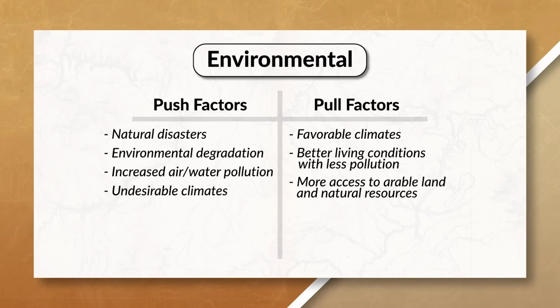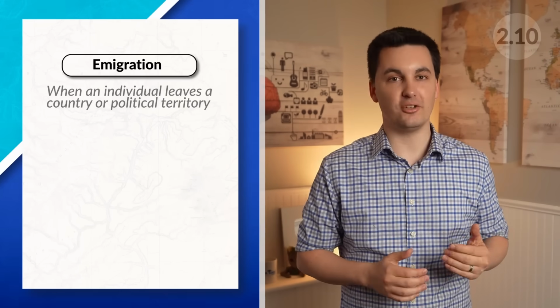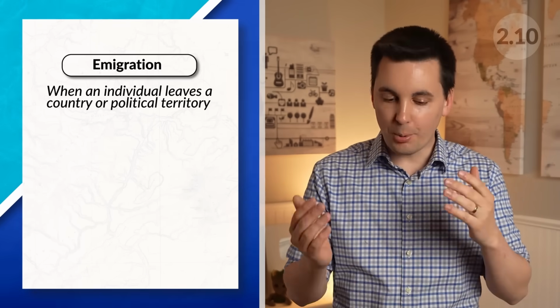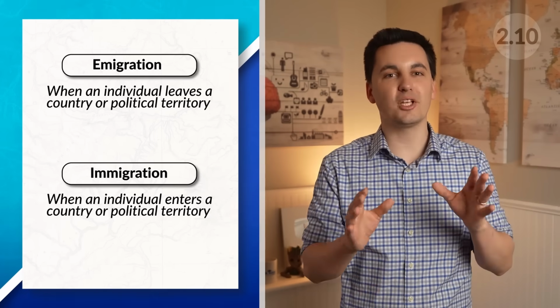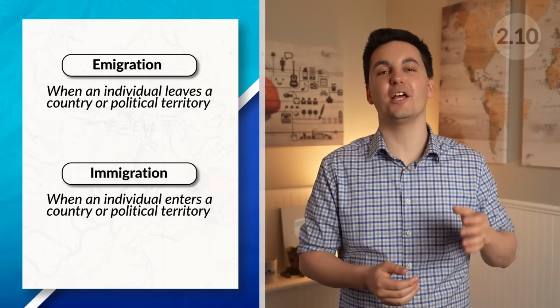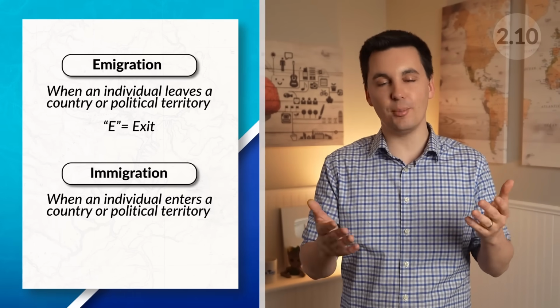Now, if a person is moving out of a place, it is known as emigration. And if a person is moving into a place, it's known as immigration. To make sure you don't mix these terms up, think of emigration as E for exit and immigration as I for in.